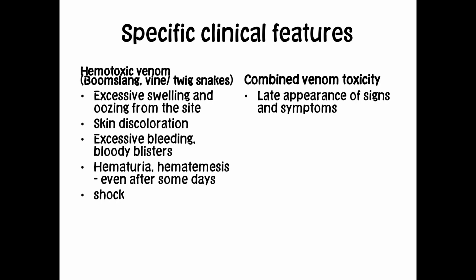In case there has been introduction of hemotoxic venom, which is produced by the boomslang, vine or twig snakes, there is excessive swelling and oozing from the site, skin discoloration, excessive bleeding, bloody blisters, hematuria, vomiting of blood, and even after some time, the patient may also have shock due to excessive bleeding and coagulopathies.